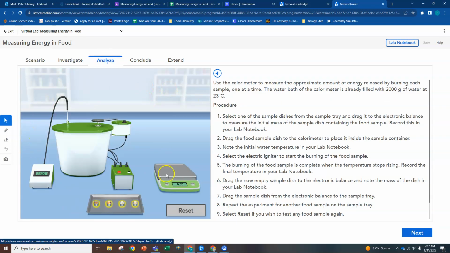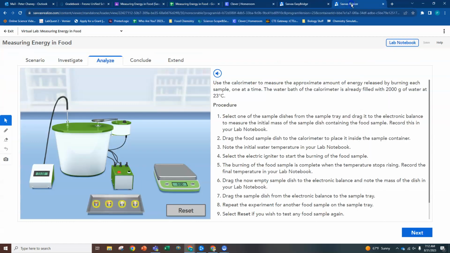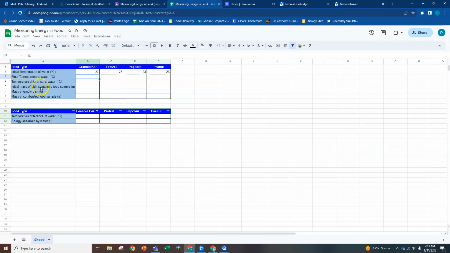And here is our virtual lab right here. Our starting temperature of the water is 23 degrees Celsius. So we can go to our Excel sheet, and that's going to be the same for all of these samples. We can put 23 for each one of these, the initial temperature of the water. The final temperature is going to depend on the food and how much energy was transferred from the food to the water. So we'll go back and select our first sample, the granola. We're going to weigh it, and we have 1.43 as the weight. So that is right here, initial mass of dish containing food sample, 1.43.